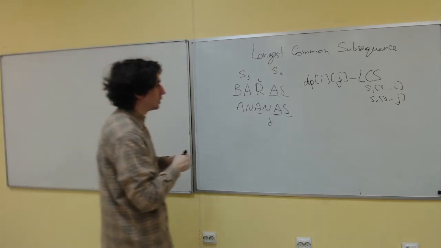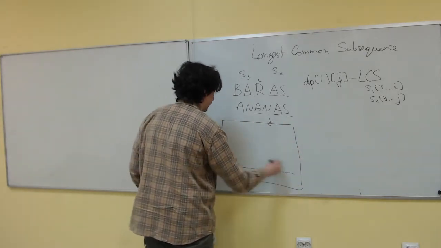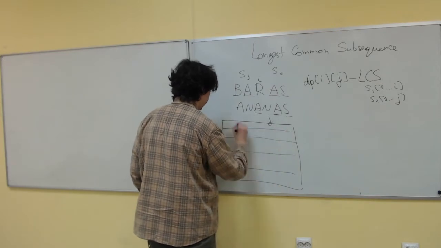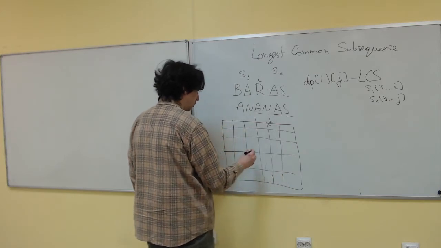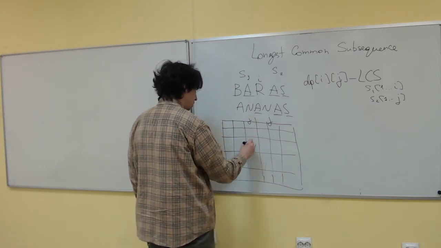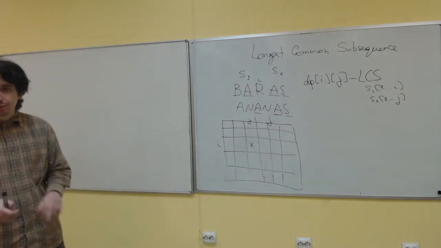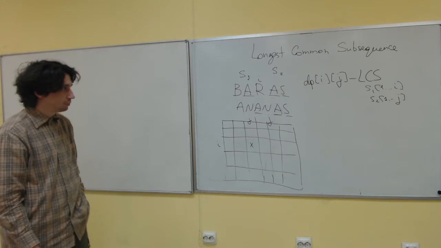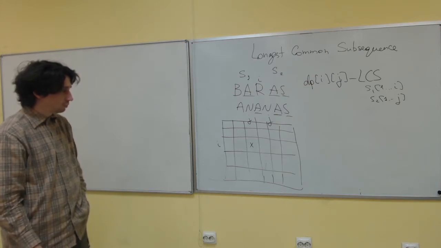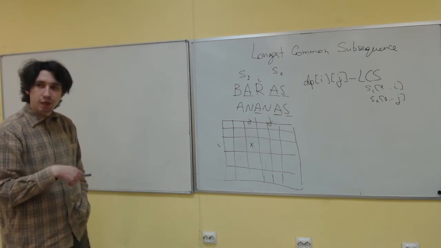So yeah, let's consider it. We have a rectangular grid. So we have I and J here. So we want to calculate this guy. What are the options? So if the elements are equal, if the characters are equal, we can increase our DP. Okay, and from which state should we go?